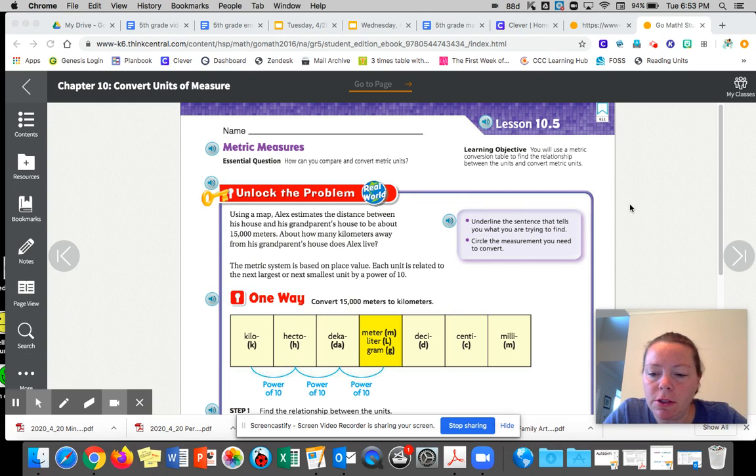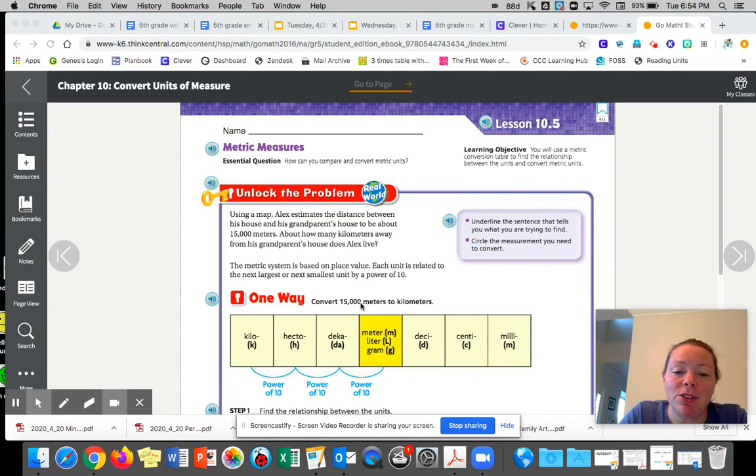When we started this unit, I pointed out that the United States uses customary units and the rest of the world, or most of the rest of the world, uses metric units. Metric units are way easier to work with because they relate exactly to place value. Each unit is related to the next largest or the next smallest by a power of 10. So we've talked about powers of 10 before, and we're going to circle back to those because remember, everything's always connected and it always comes back.